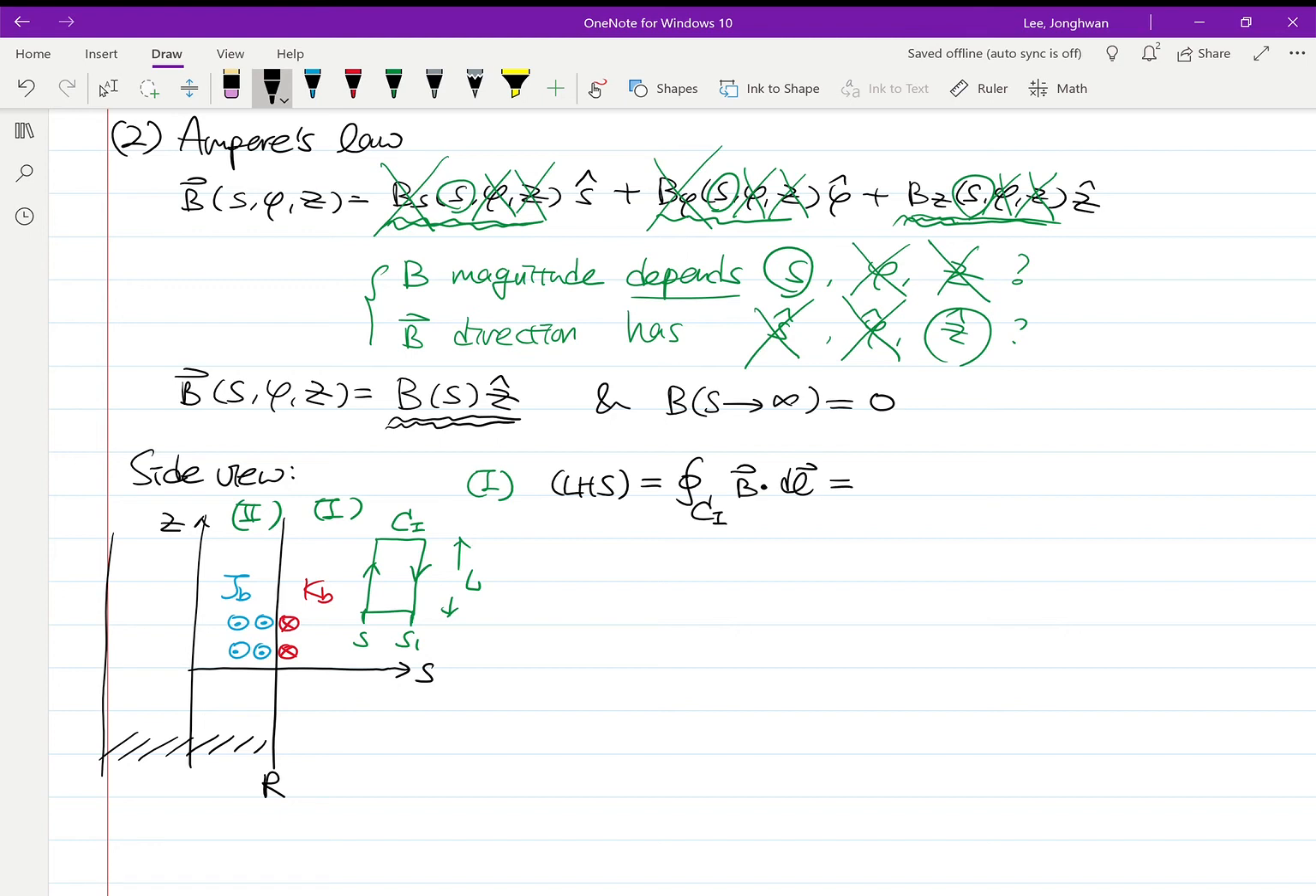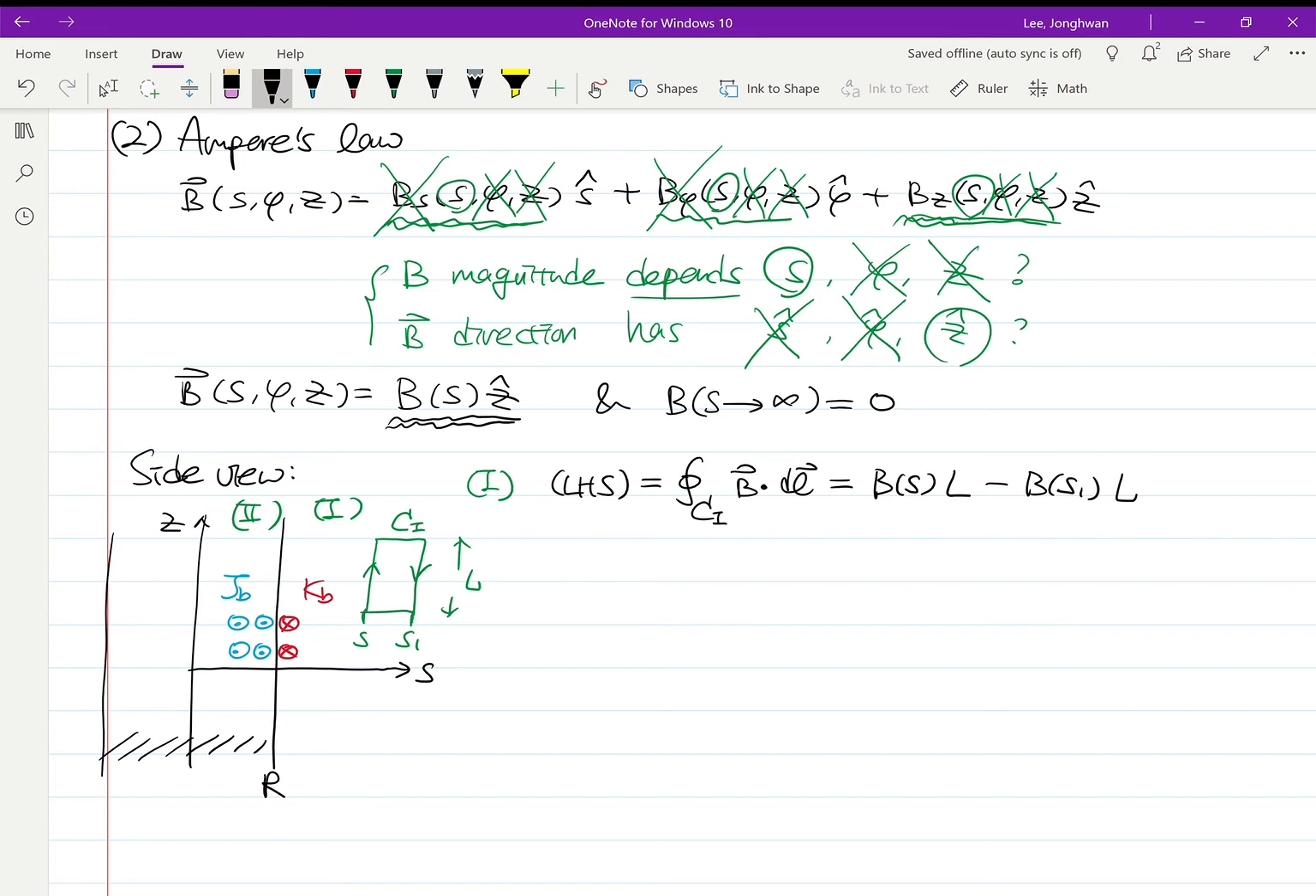B has the z direction, so the horizontal segments will give you 0 for this line integral. You only need to consider the two vertical segments of C1. The first segment will give you B(s) L, and the right hand side segment will give you negative B(s1) times L.